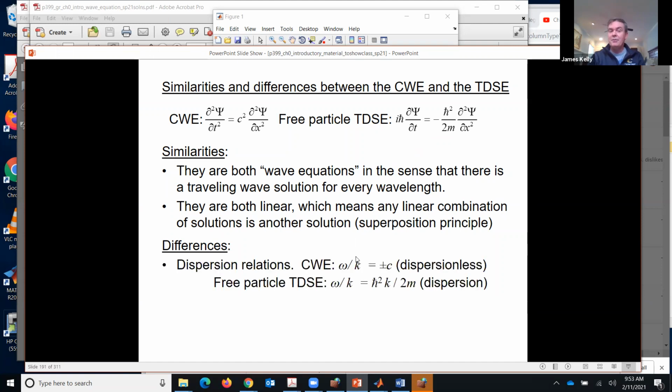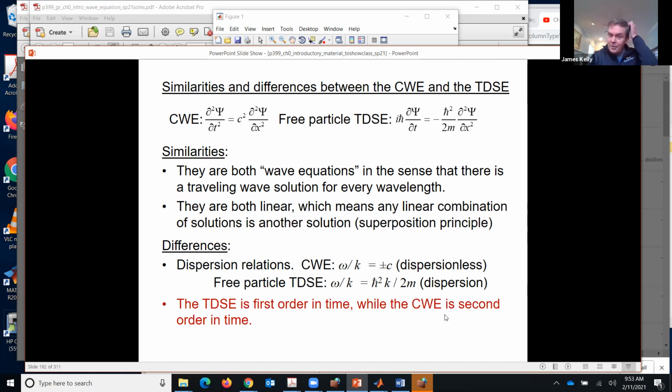There are several differences. The important ones for us are, first of all, they have different dispersion relations. We showed that the classical wave equation is dispersionless. The phase speed doesn't depend on k, whereas if you do the same thing for the time-dependent Schrodinger equation, the phase speed depends on k. It gets bigger as k gets bigger, or as the wavelength gets smaller. So it has dispersion.